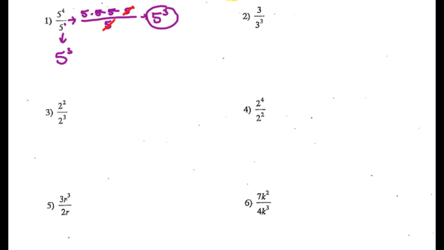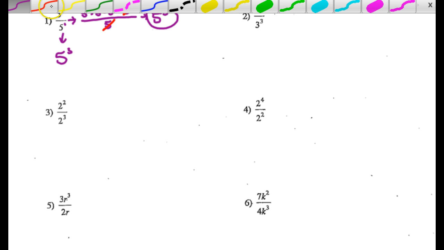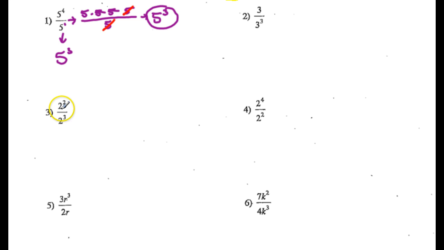Alright, so let's look at this one now, and we're going to try it with the shortcut. Okay? So, number 3 down, we'll go here. 2 squared divided by 2 cubed. Okay? So, here's what we're going to do. The base stays the same. So I'm going to keep my base 2 because these are all 2's, right? Now remember, when you subtract, you do have to do the top minus the bottom. You can't change the order. So this is 2 minus 3. 2 minus 3 is negative 1.